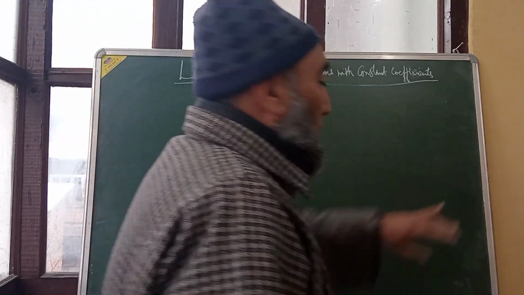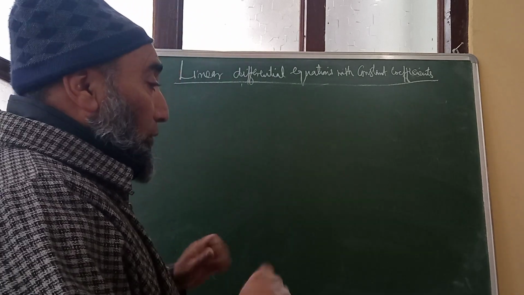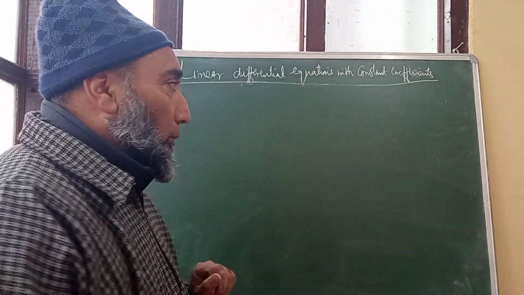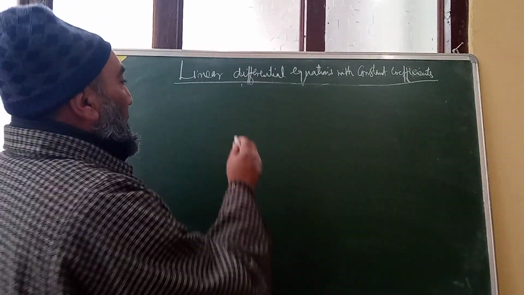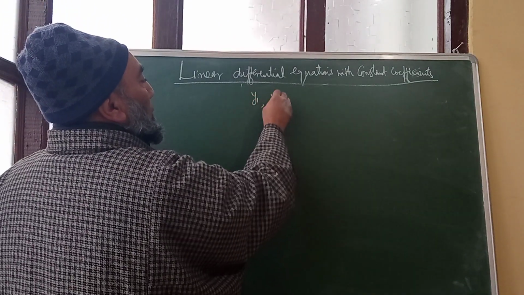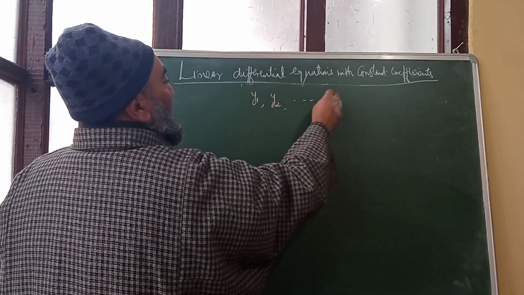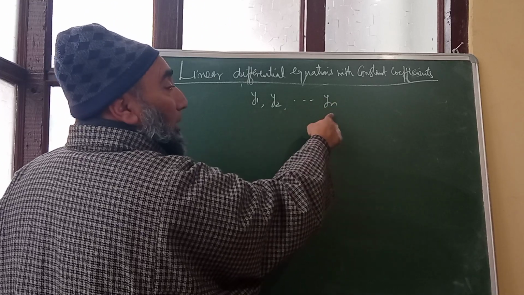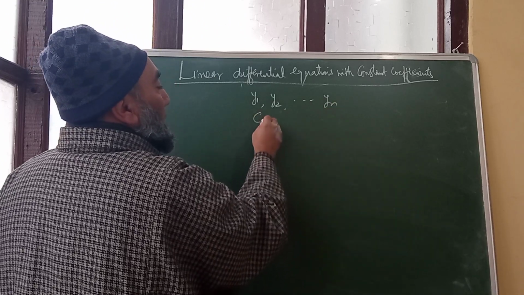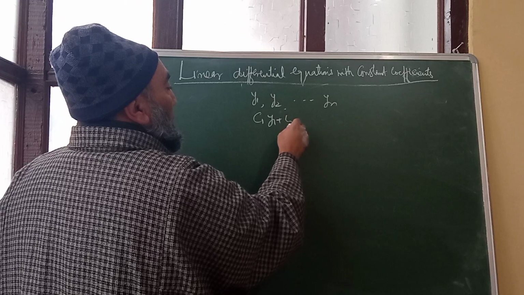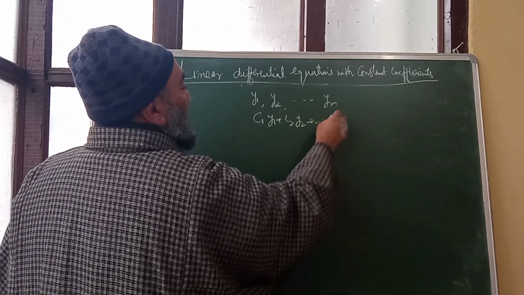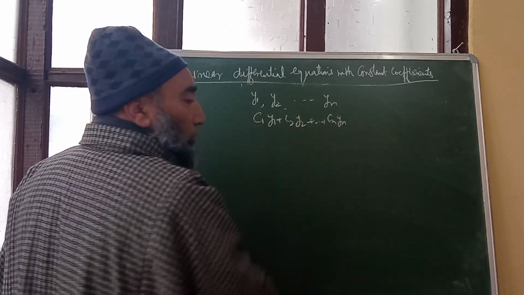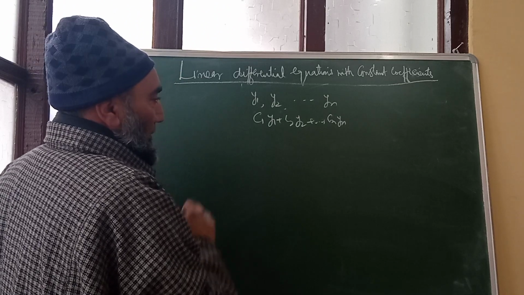There's one more thing which I have used, which you don't know. That is known as the superposition principle. The superposition principle is that if y1, y2, ..., yn are solutions, then their linear combination c1 y1 plus c2 y2 plus so on, plus cn yn, is also a solution. This is also a solution. See why?